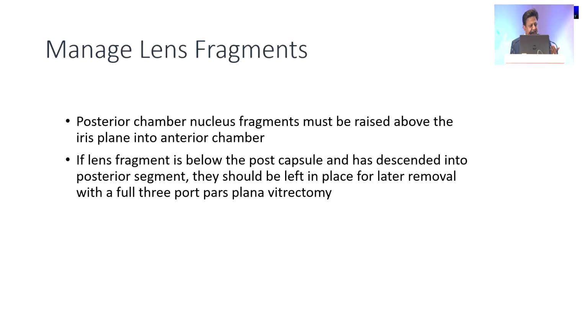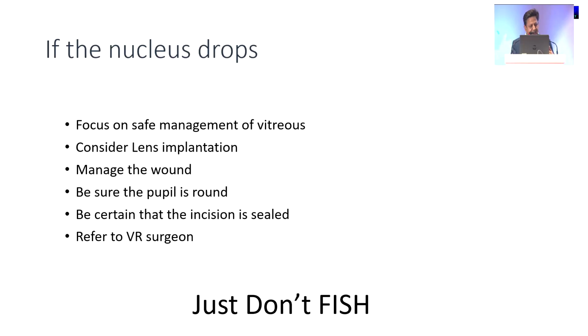Next step is to manage the lens fragments which have gone below. Posterior chamber nucleus fragments must be raised into the anterior chamber. But if the lens fragment has crossed below the posterior capsule and has descended into the posterior segment, they should be left in place for later removal with a full 3-port pars plana vitrectomy later on.